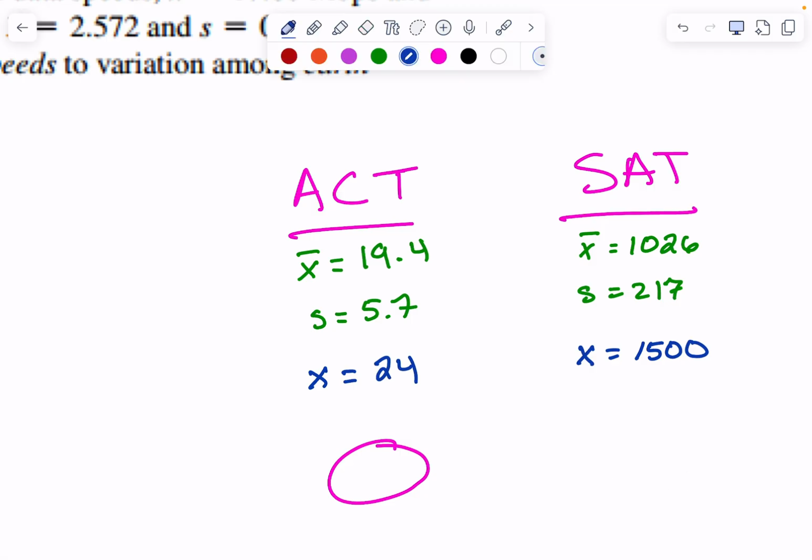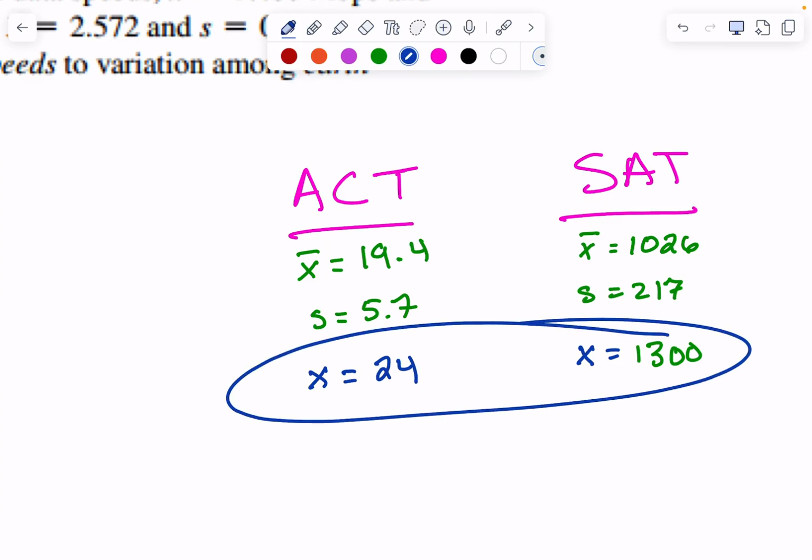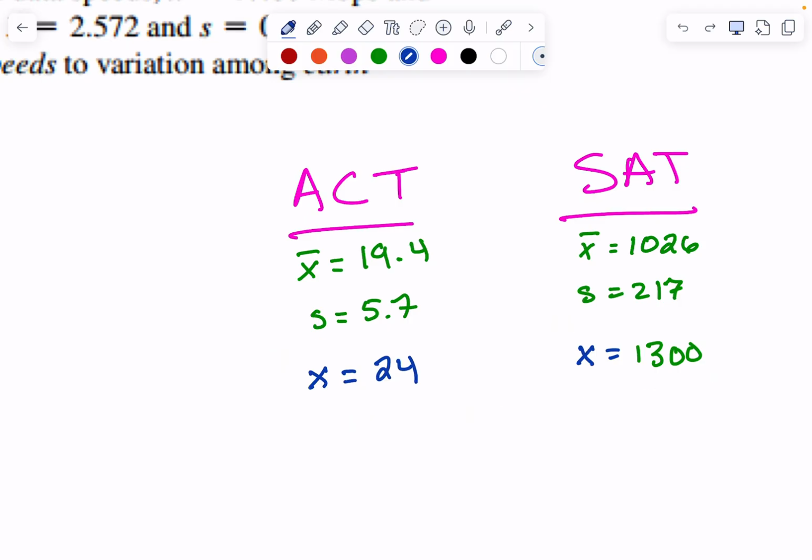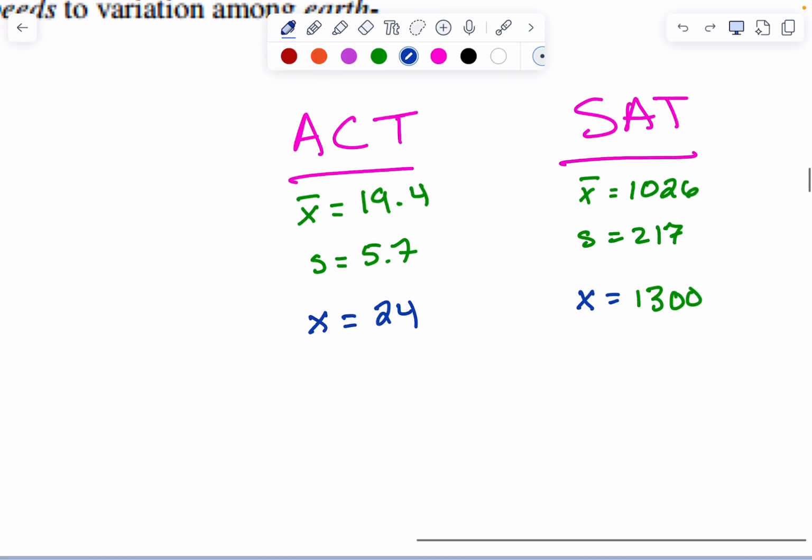Okay, let's pull them down a little bit. Let's go 1300. Okay, write this down. I want to be able to say which one is better, ACT score or SAT score, given that I've taken both. Did I score better on the ACT or did I score better on the SAT? The problem is I can't compare them because obviously 1300 is higher than 24, but they're not on the same scale, true?